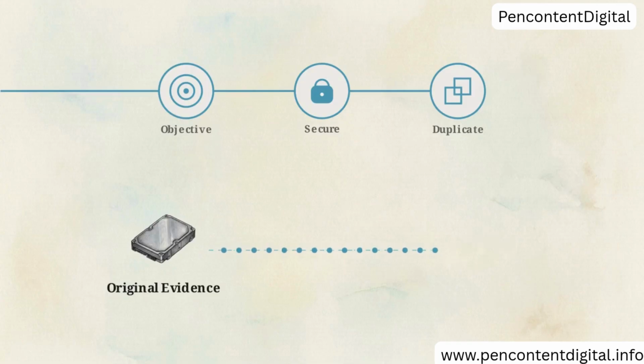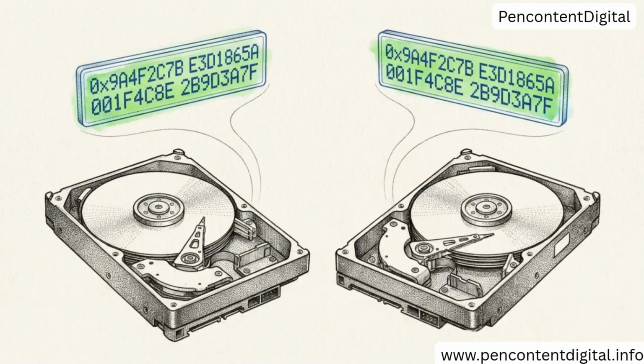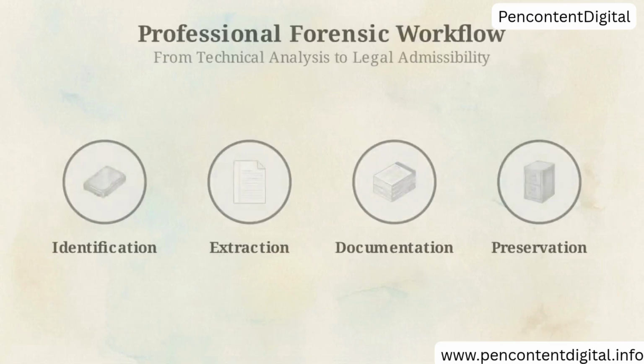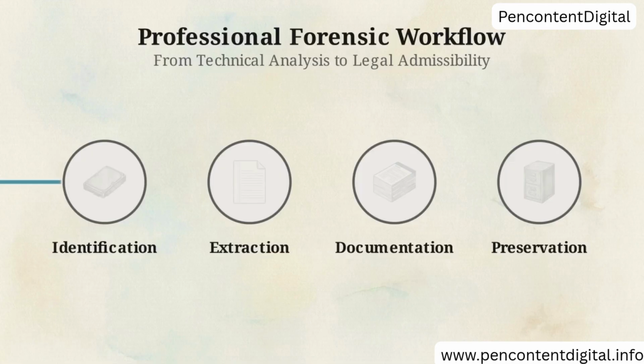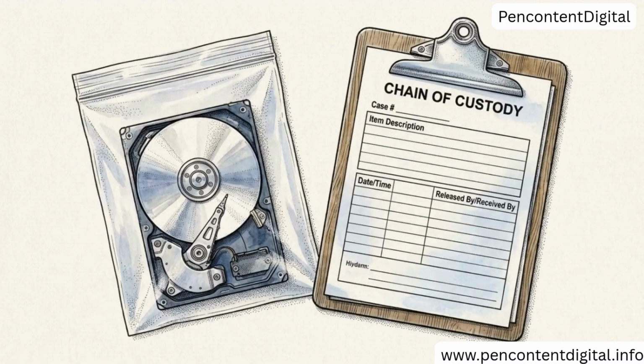This working copy ensures the original evidence remains untouched during examination. Cryptographic hashing is then used to mathematically prove that the working copy is an identical match to the original source. Only after validation does the analyst move to identifying the file system and extracting the relevant hex patterns. The workflow concludes by documenting findings and preserving the investigation records to ensure the evidence remains admissible. Technical skill is only effective when supported by an unbreakable chain of custody and rigorous methodological documentation.